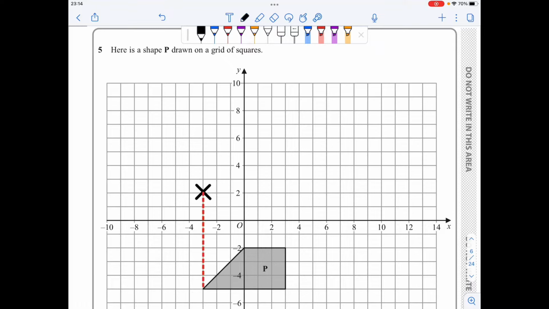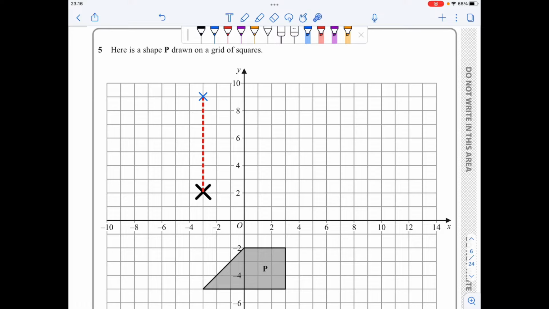Now take this red line and rotate it 180 degrees about the center, and you will end up here. So this is the point corresponding to this point here. Now that you know that point, you can easily draw the rest of the shape. If you're not sure, you can repeat with another point.